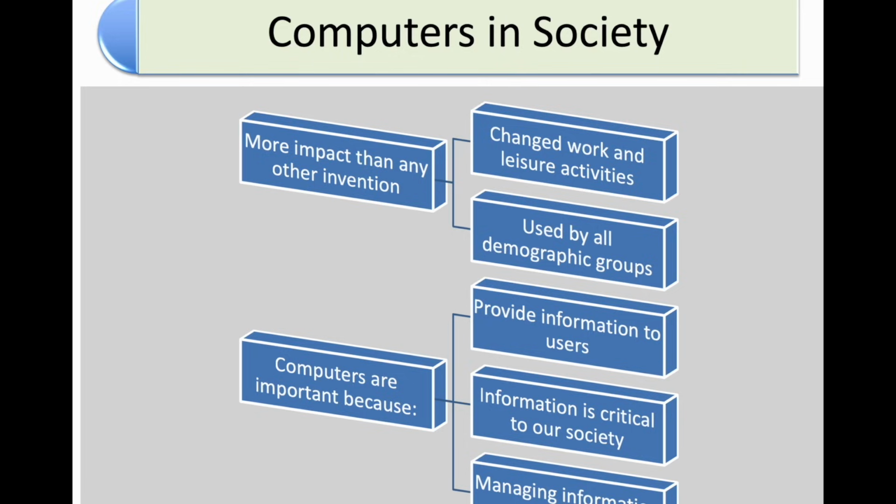Because they provide a lot of information to users, and sometimes the information is critical to our society, and then you can manage the information while using computers. You have different types of information, and sometimes it is very difficult to manage, while you can use these computers to save time and money, and manage all these types of information in one place.